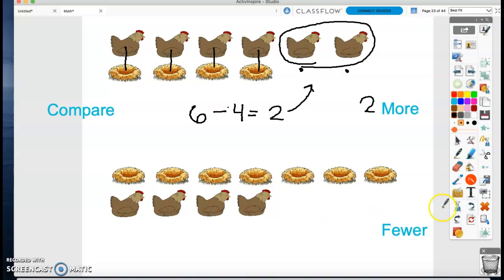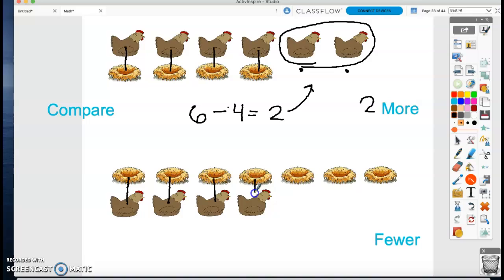All right, let's go down and we will look at our next problem. Our next problem, I noticed that I don't have enough chickens. And when I don't have enough chickens, I say that I have fewer chickens. So I want to know how many fewer I have. So once again, I'm going to match up to compare.